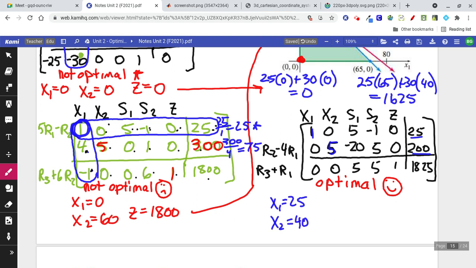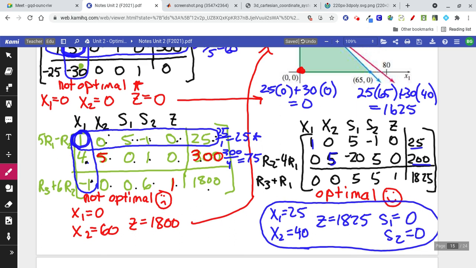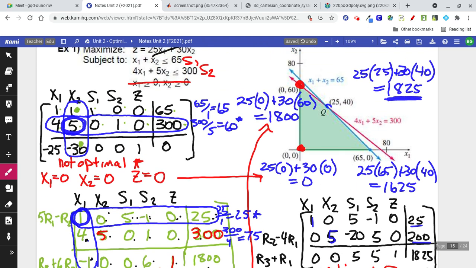Okay, let's go ahead and look at Z. Z is basic. You look at that 1, which makes you look at this 1825. Z is going to equal 1825. And then let's go ahead and throw the S1 and S2 on there because that is technically part of the solution. We've got 2 non-basic variables. So both of those values are 0. That's your optimal solution. And if you go back and look, sure enough, that's exactly what we got up here. This point right here was our optimal solution.